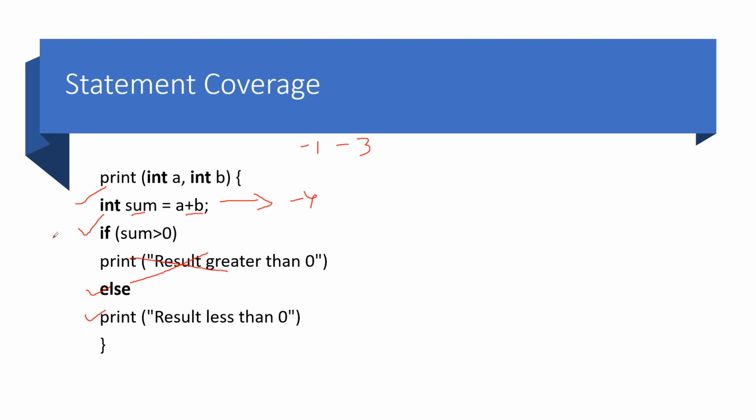How many statements are executed here? 1, 2, 3, 4. Totally how many statements are there? 1, 2, 3, 4, 5. So your coverage will be 4 by 5 into 100. Understood how they calculate statement coverage?